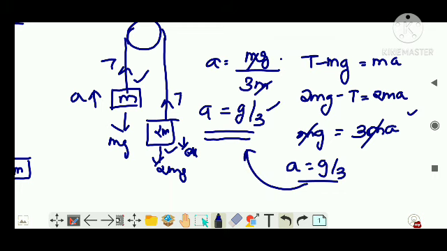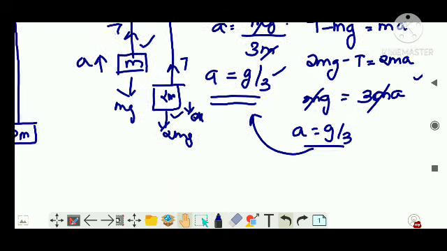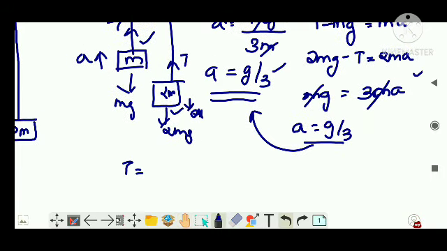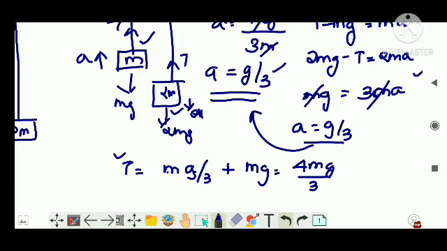Now you can just include this value of a here, and you can find the tension's value. That is, tension will be equal to ma plus mg. So T is equal to m times a, that is g by 3, plus mg. You will get 4mg by 3. Now that is tension, but that is not what we need.